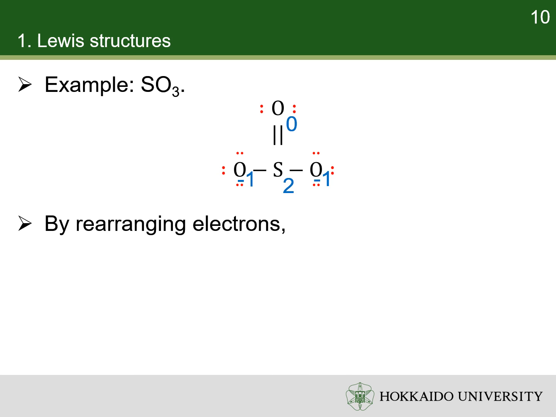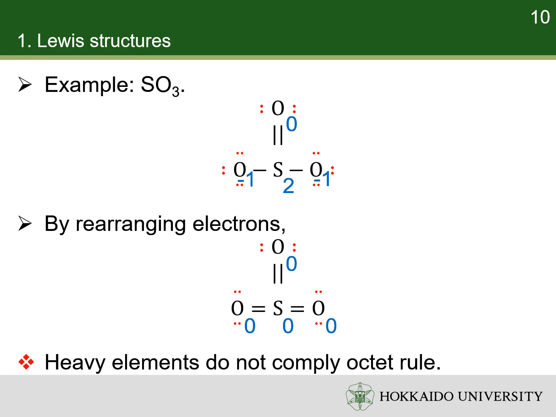To balance the formal charge of oxygen and sulfur atoms, we can move one lone pair from each oxygen atom to form a double bond with the sulfur atom. By doing this, the formal charges are all 0. However, you will find that the sulfur atom has 12 valence electrons. It contradicts the octet rule. To solve this problem, we need to consider seriously the principle of the octet rule and its limitations.